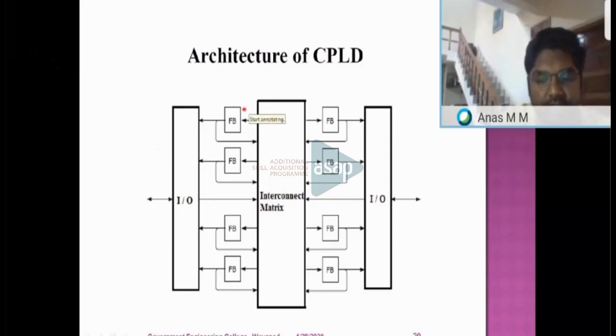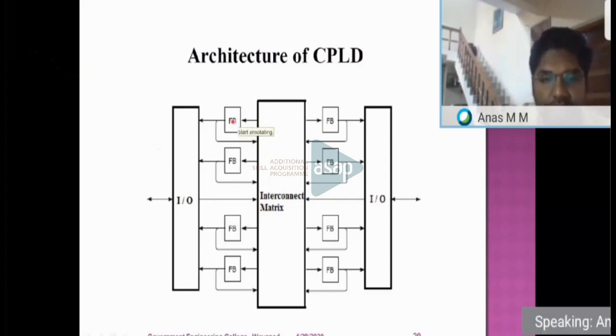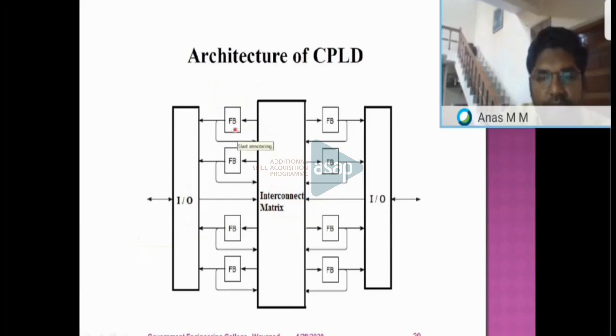So the basic architecture of CPLD contains a functional block, interconnect matrix, and IO block. These are the three blocks of CPLD architecture. The functional block contains the programmable logic circuits like PAL or PLA, and the interconnect matrix basically helps to connect between the blocks and also between the blocks and the input-output blocks. Through this port of the input-output blocks, the external environment can communicate with the CPLD device. So this is the basic architecture of CPLD.